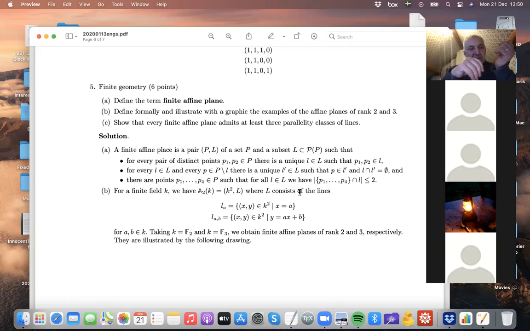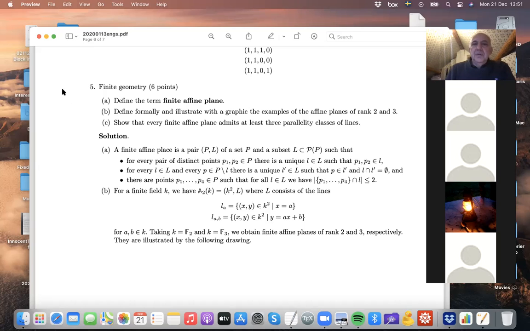And these 3 axioms lead to very nice properties. For example, we showed that for each finite affine plane, there is a number called the rank, a number at least 2, such that the finite affine plane consists of n squared points and n squared plus n lines, and each line contains n points, and each point is contained in n plus 1 lines, and so on and so on. There is a nice classification result.